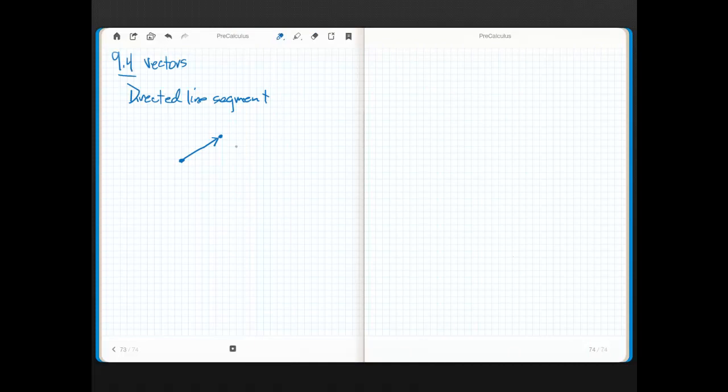Now, sometimes people will erroneously refer to this as a ray. It's not a ray, because in the geometric context, a ray goes forever. This thing has a starting point and it has a finishing point.